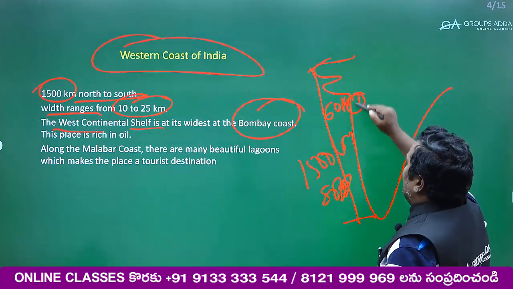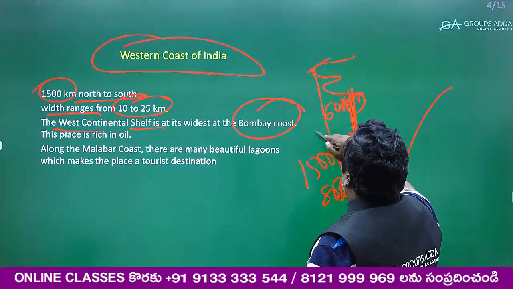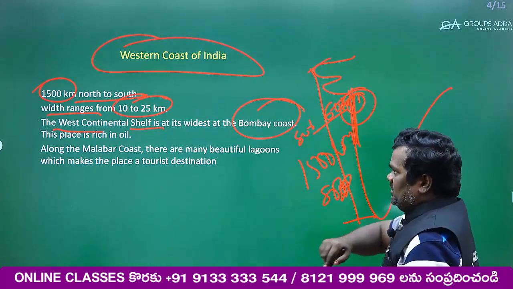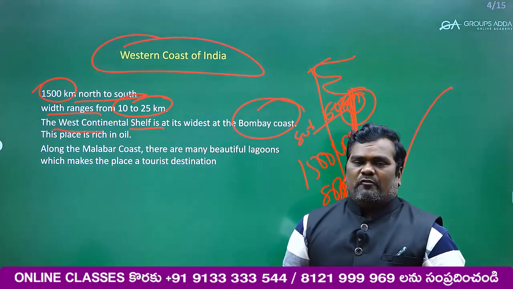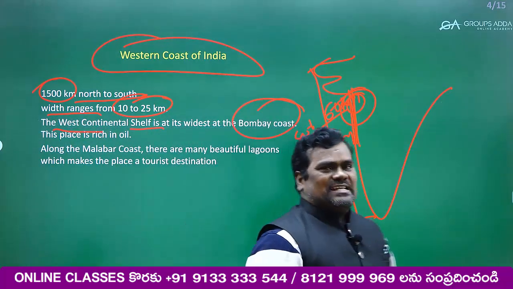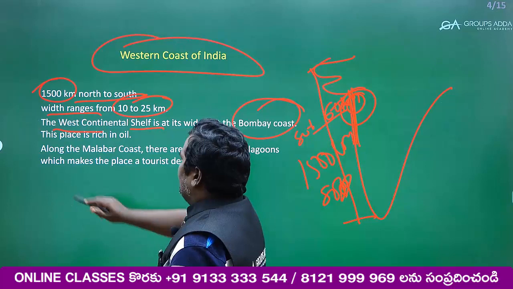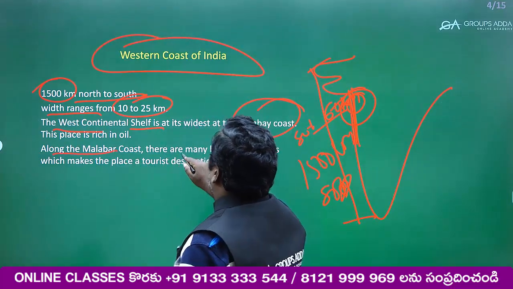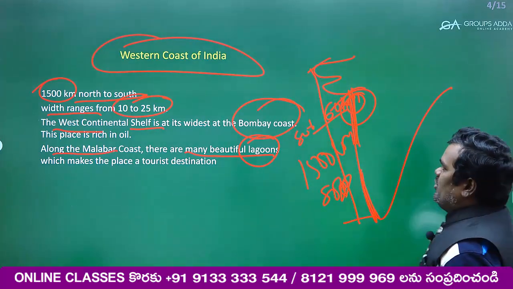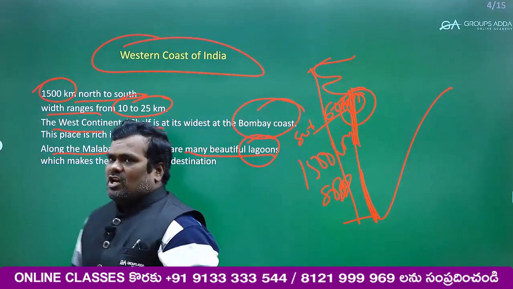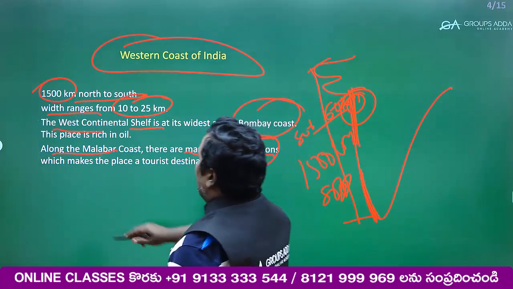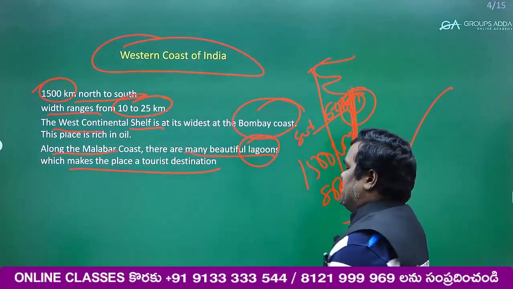Bombay is here. Near Bombay, the coast will be around 60 to 80 kilometers. Okay, this place is rich in producing oil. Which oil? Petrol, diesel, crude oil, isn't it? Yes, along the Malabar coast there are many beautiful lagoons. So if you go to the Malabar coast, you will find beautiful lagoons. I'll give you an example of what lagoons are, which make the place a tourist destination.